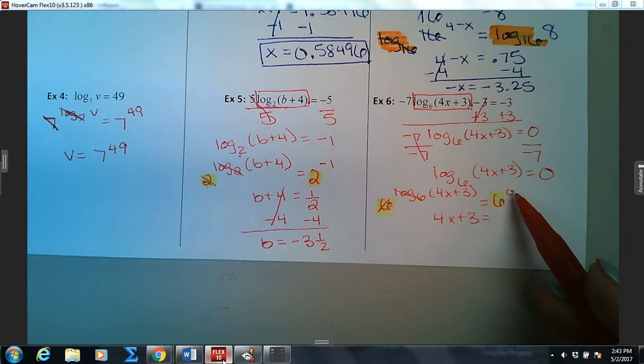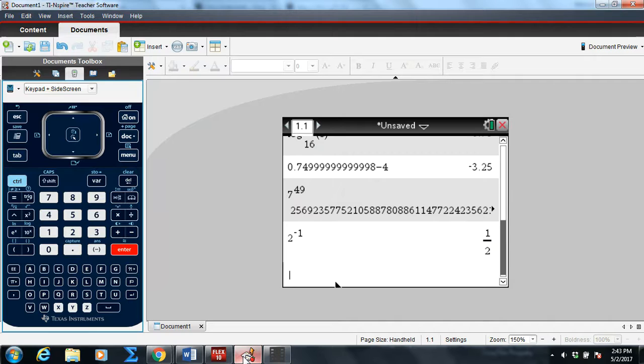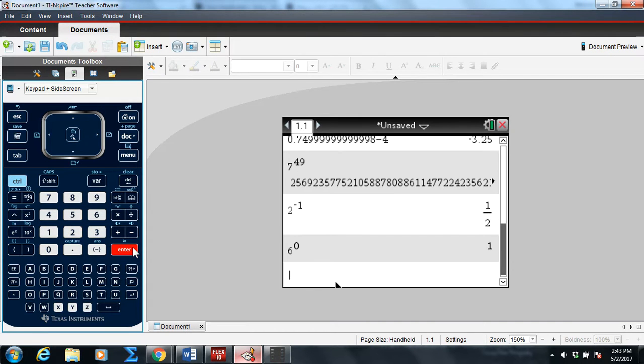And 6 to the power of 0, don't get tricked. 6 to the power of 0 is not 0. Any number to the power of 0 is equal to 1.